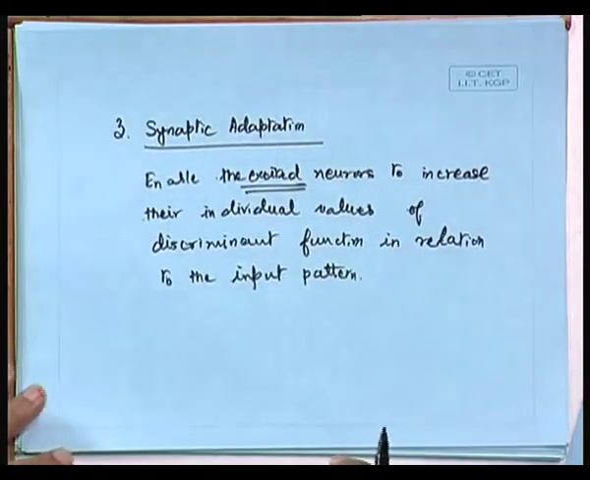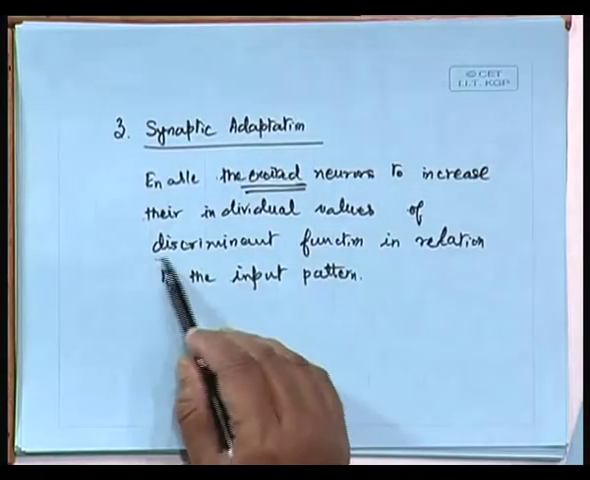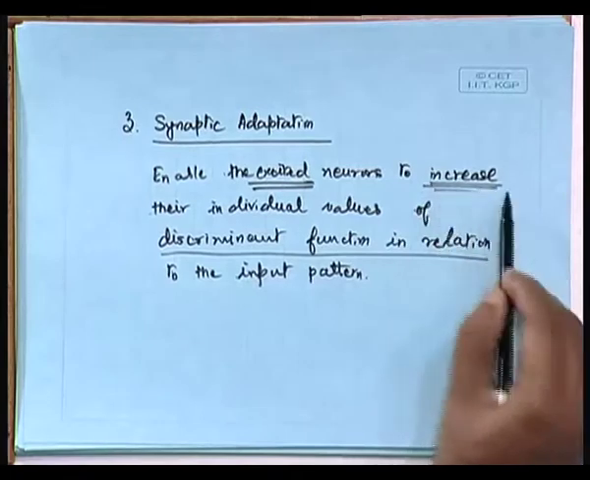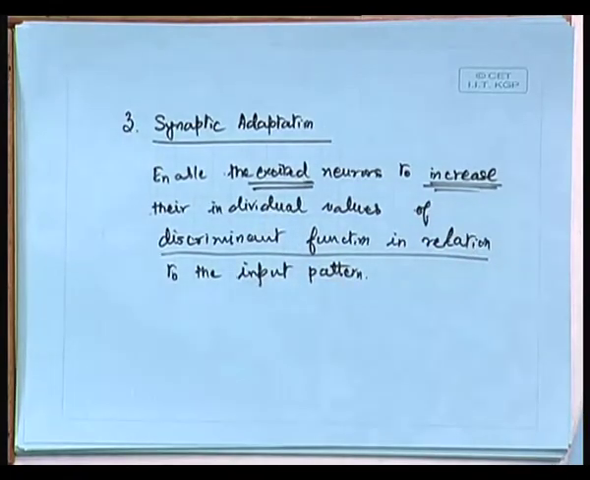So, mind you, we are in this case talking about the excited neurons only, that only the excited neurons will have their discriminant value increased. Otherwise the discriminant function values for the non-excited neurons will be kept unchanged. That means when a similar pattern is fed again, the response of the winning neuron to a very similar pattern will increase next time.